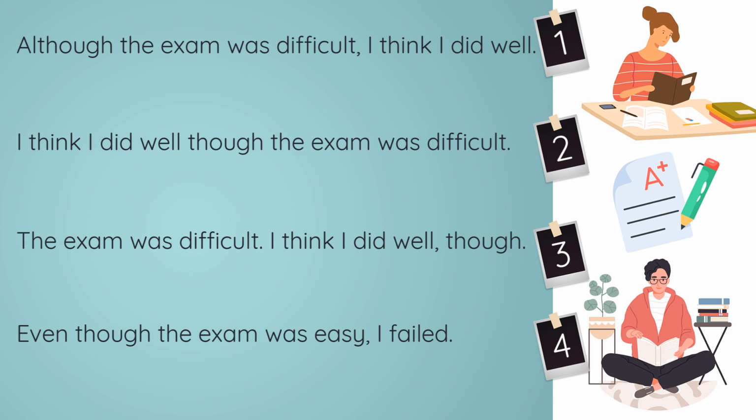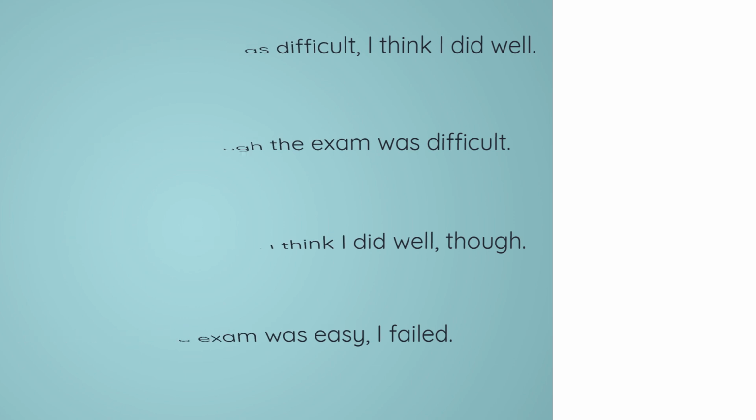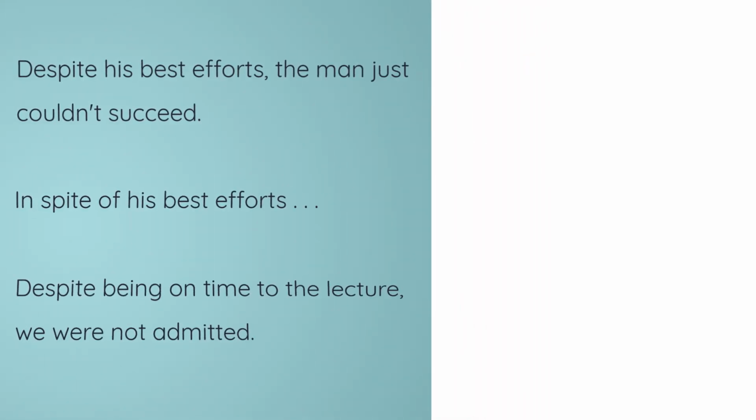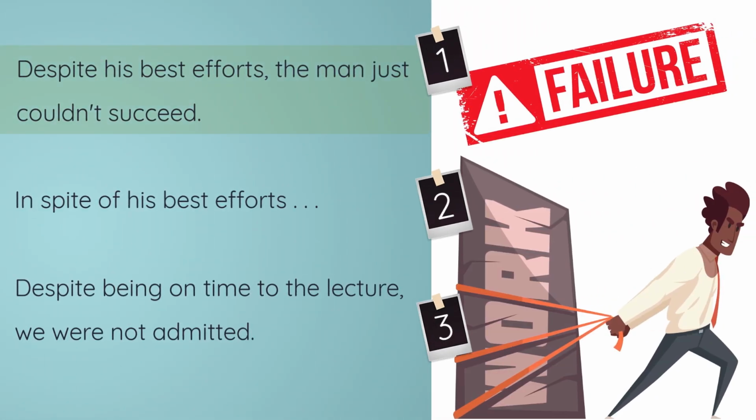Let's look at despite and in spite of. So first of all, despite his best efforts, the man just couldn't succeed. What does it mean? It means he tried his best, he tried and tried and tried, but always failed, could never succeed. Now, what do you notice about this sentence?